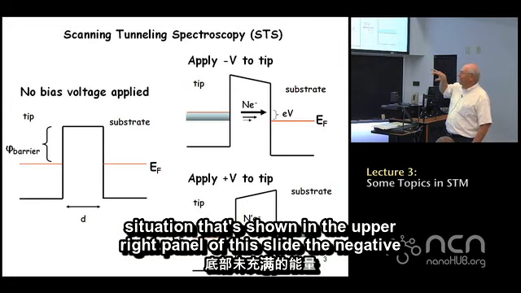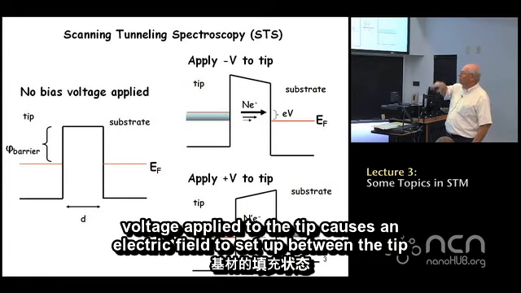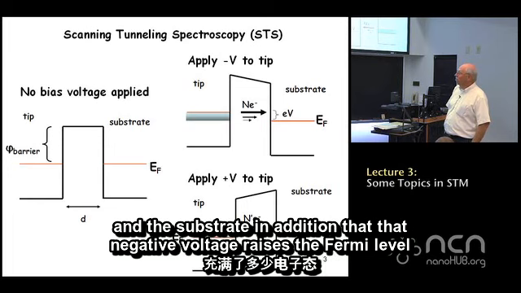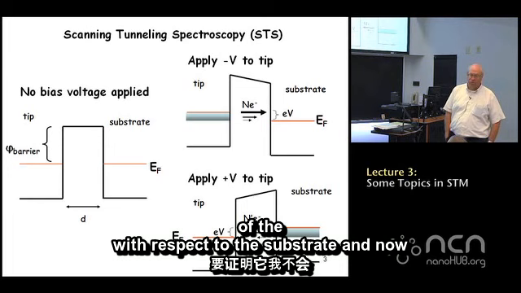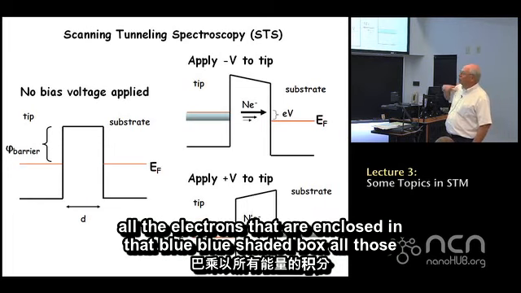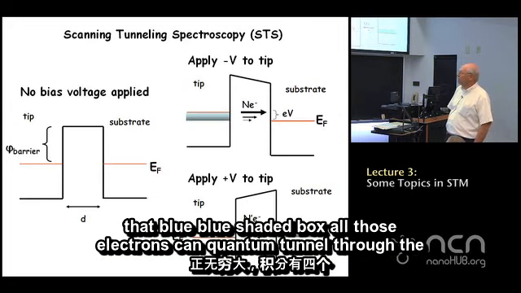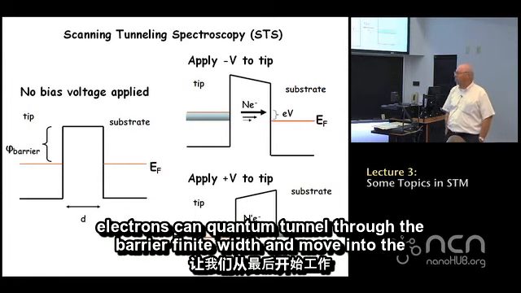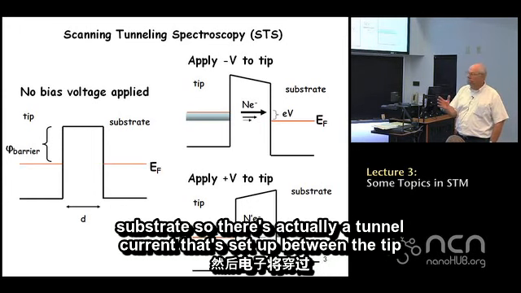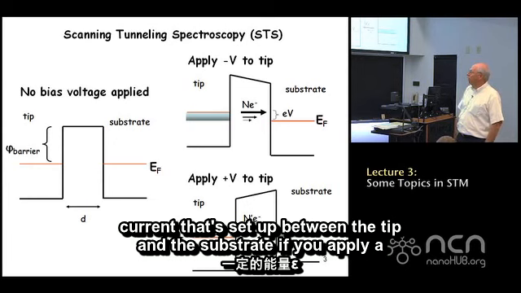The negative voltage applied to the tip causes an electric field to set up between the tip and the substrate. In addition, that negative voltage raises the Fermi level of the tip with respect to the substrate. And now all the electrons enclosed in that blue shaded box can quantum tunnel through the barrier of finite width and move into the substrate. So there's actually a tunnel current set up between the tip and the substrate if you apply a negative voltage to the tip.